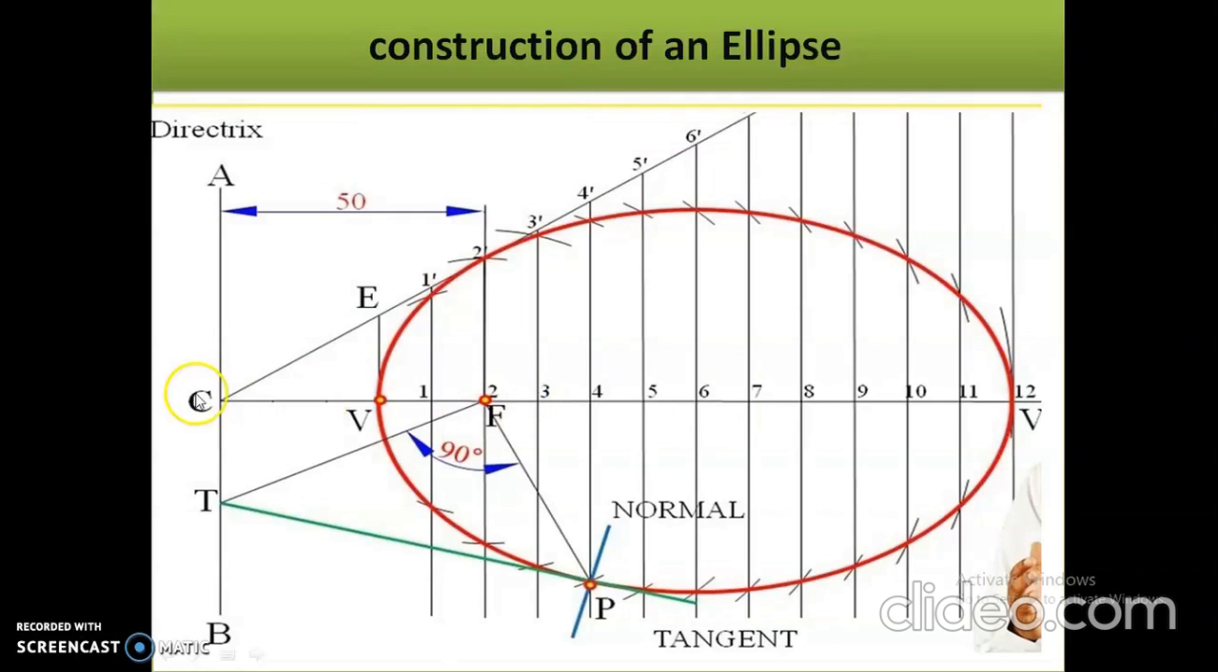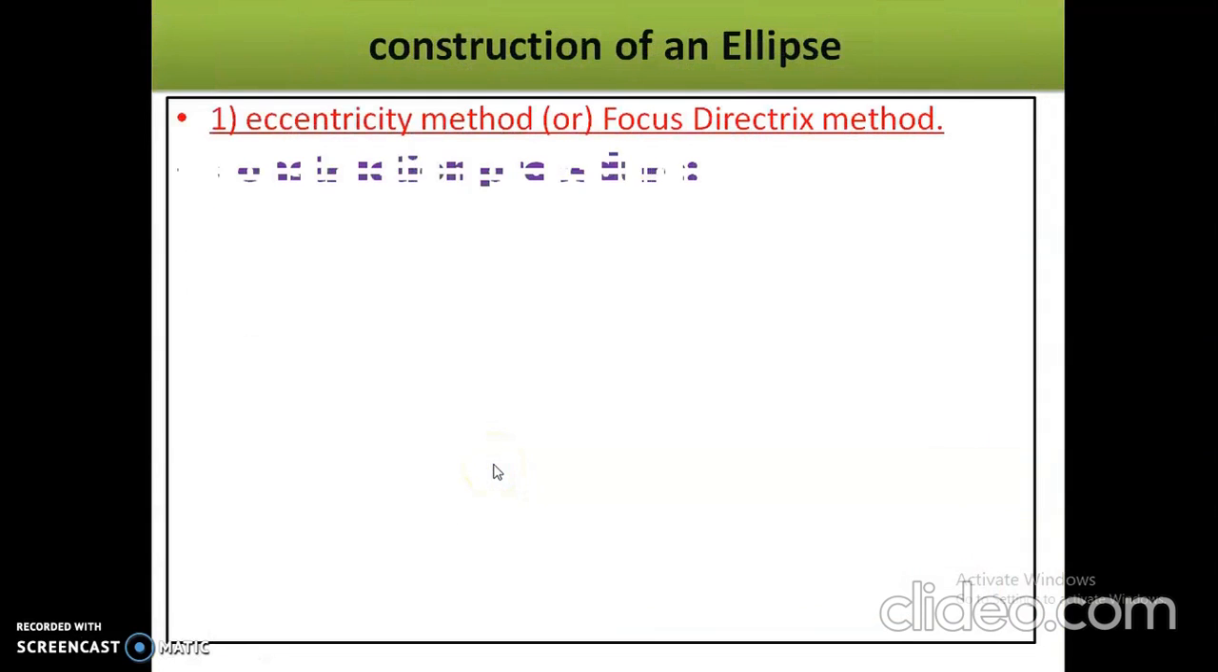See here in this problem, this is our directrix line, this is the point C. From point C we have to mark the focus point at a distance of 50 mm. So this is F, the focus point. The focus point should be at 50 mm distance from the directrix line. So that is the third point. And what is the fourth point?